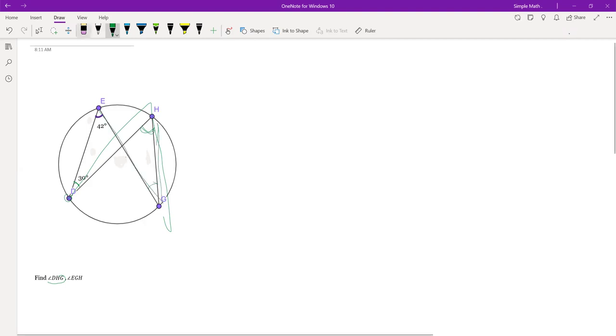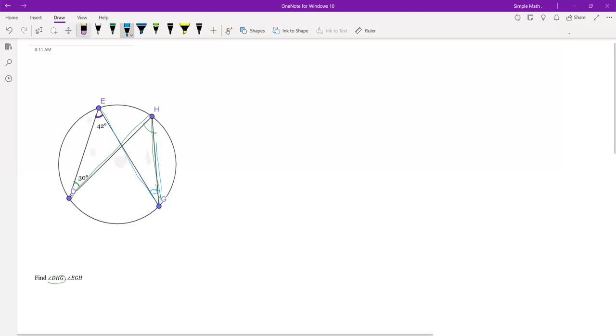Let me use a different color, sorry. Okay, so I'm asked to find angle DHG, which is this one here, and angle EGH. So are we going to do any calculations? Actually, no. It's actually going to be very simple.